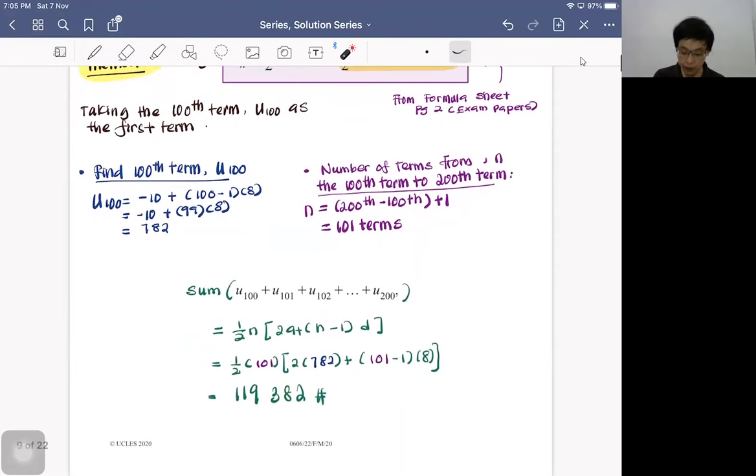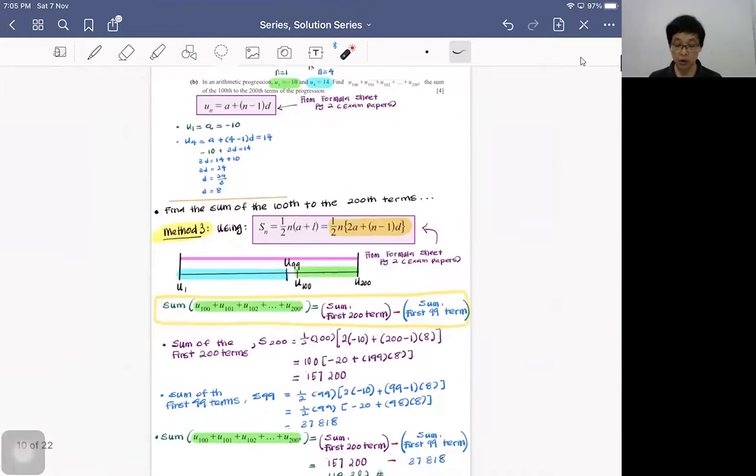Therefore, by substituting accordingly, now A is the 100th term, and that's how we substitute that. And then the number of terms is 101. Substituting accordingly, again we comfortably obtain the same answer, which is 119,382. Now, we're going to go to the third method for your consideration.